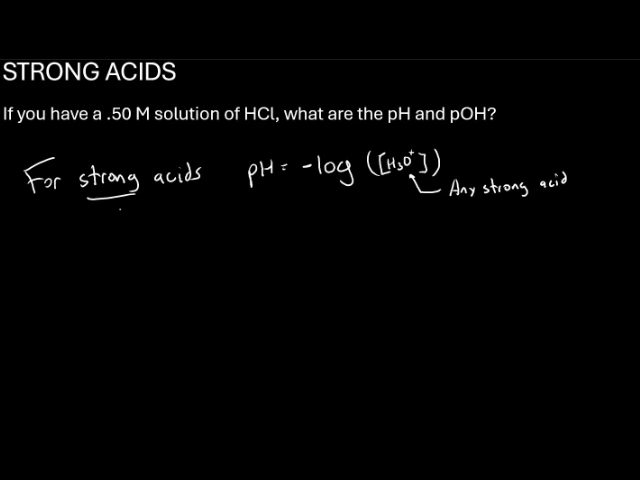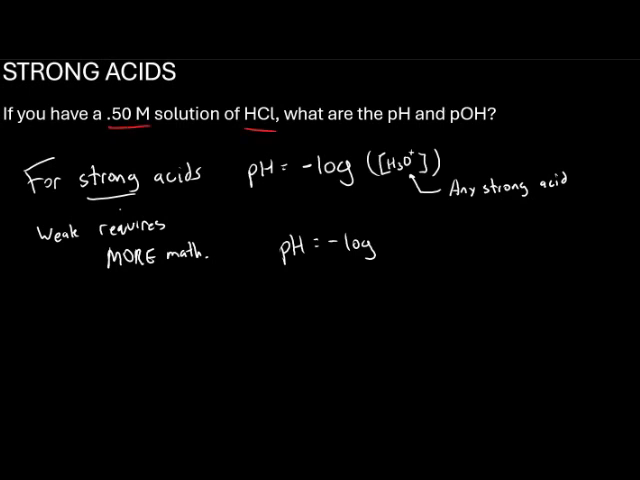I want to point out before we go any further that this equation is only good for strong acids. Weak acids take quite a bit more math to find their pH. This equation by itself will not be enough. We will go over how to find the pH for a weak acid in a future video. However, for a strong acid, we can just say that the pH is equal to negative log of whatever molarity we were given for our strong acid.